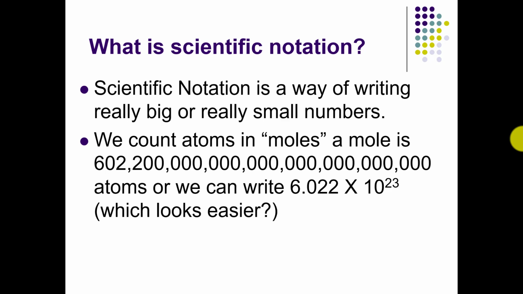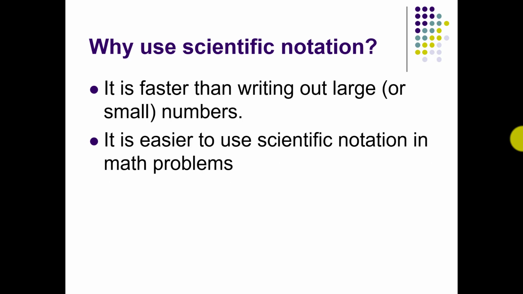If you had to write all of those zeros every single time you did a math problem, that would get exhausting. So why use scientific notation? It's just faster for writing out really large or really small numbers, and it is easier to do math. You multiply on your calculator, like 602 followed by 21 zeros, and then multiply by, blah, blah, blah. To type all those numbers into a calculator would just be insane. So it is a little bit easier to do math with scientific notation if you know how to do the math. That's what I'm hoping to teach you here.